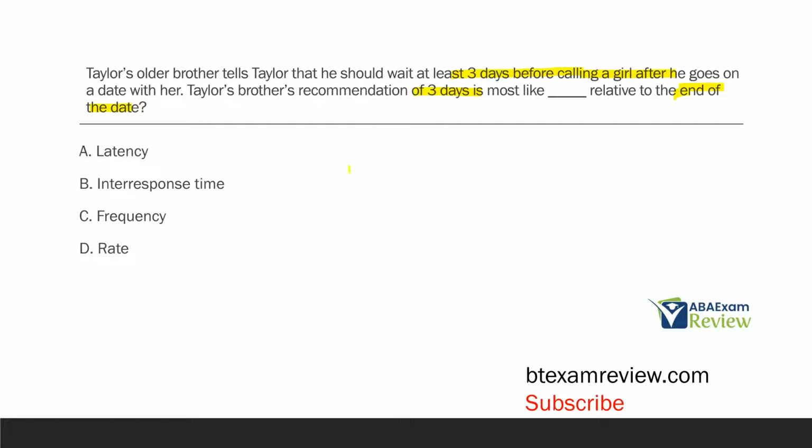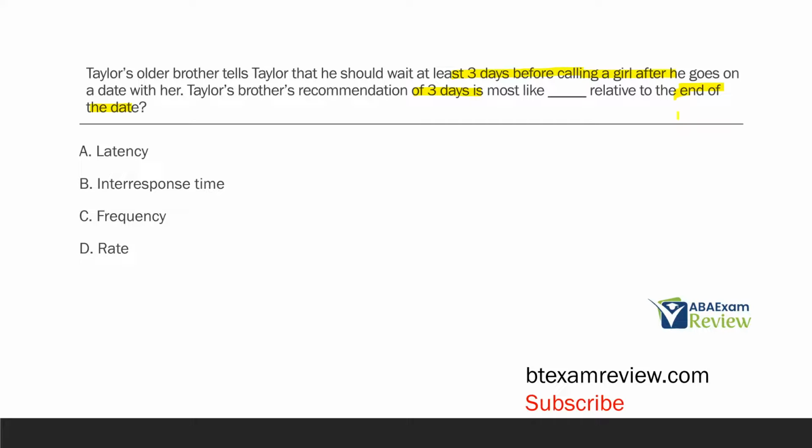Okay, we're not counting the number of calls. We're looking at the 3 days relative to the end of the date. And so if we had just said Taylor's recommendation of 3 days is what? Well, then it's ambiguous because then we could have said, well, we're counting the number of days, right? Or we could say duration. So that makes it a little ambiguous or unclear. However, when we talk about 3 days relative to the end of the date, it's relating back to the end of the date. And so relative to the end of the date, that 3 days is representing the latency between the date ending and Taylor making the call.